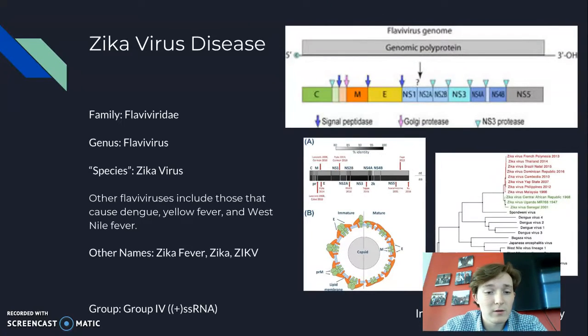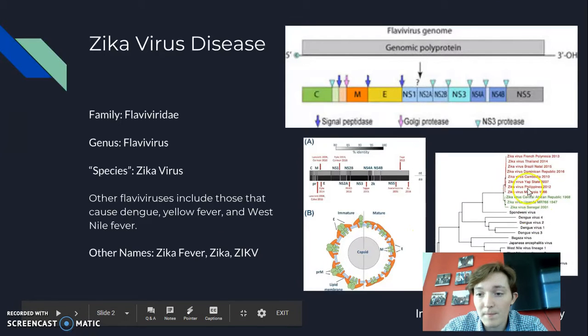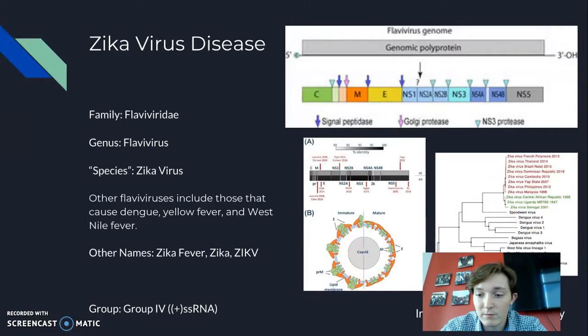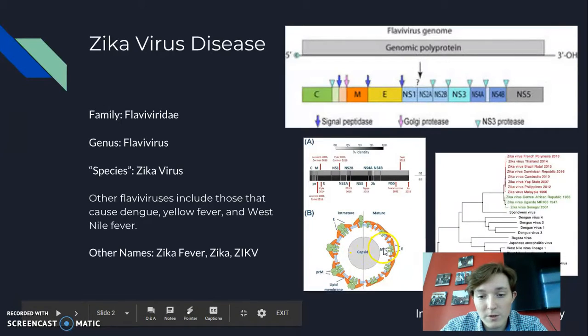Some other names for Zika include Zika fever. Some other members of the Flavivirus genus include the ones that cause dengue, yellow fever, and West Nile fever. And then obviously the group 4 positive ssRNA. Over here you can see some of the different strains of Zika, and you can also see how closely related dengue is, and yellow fever is down here as well. You can see an immature and mature state of the actual virus.